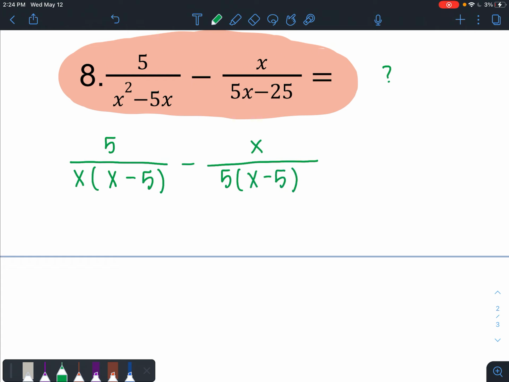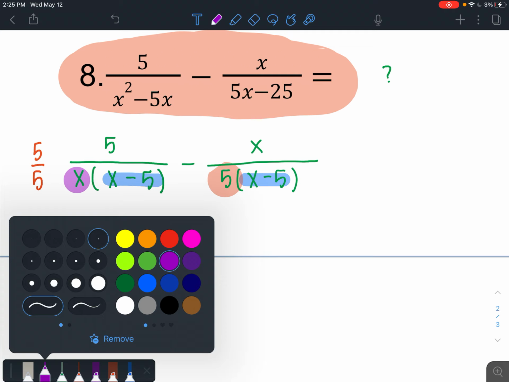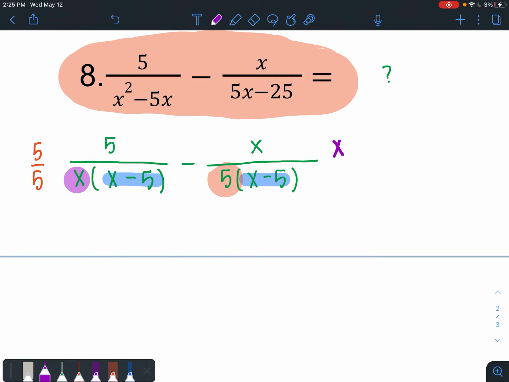So let's see what we have in common. I've got this x minus 5 in common, and then I have an x here and a 5 here. So I need to multiply this one by 5 over 5 and this one by x over x to get those to be similar. So I'm multiplying this one over here and this one over here. Okay, so let's go ahead and multiply and then simplify.